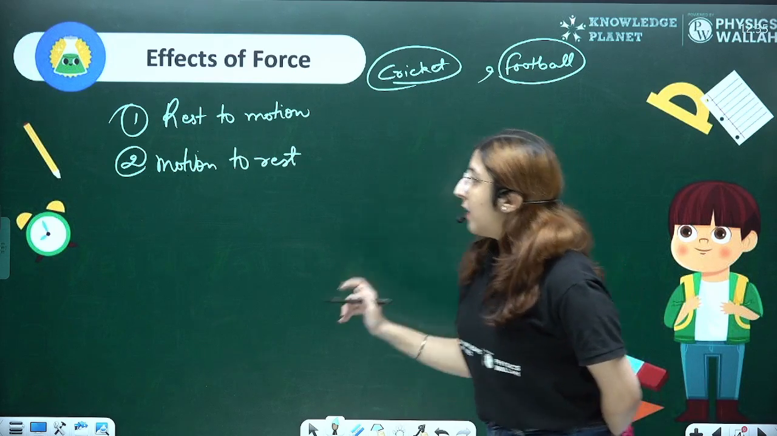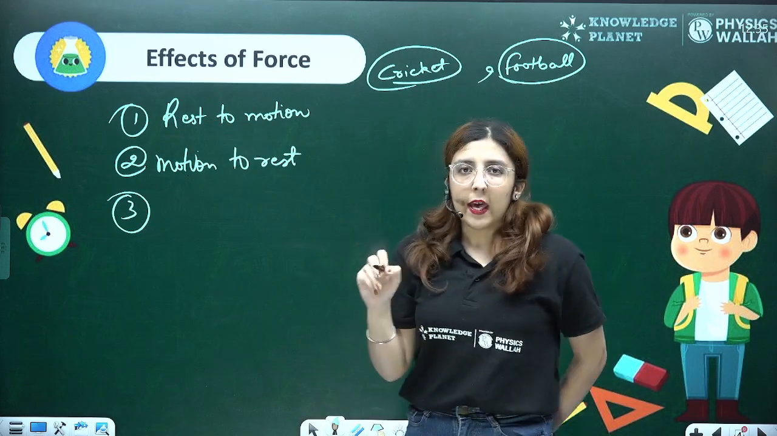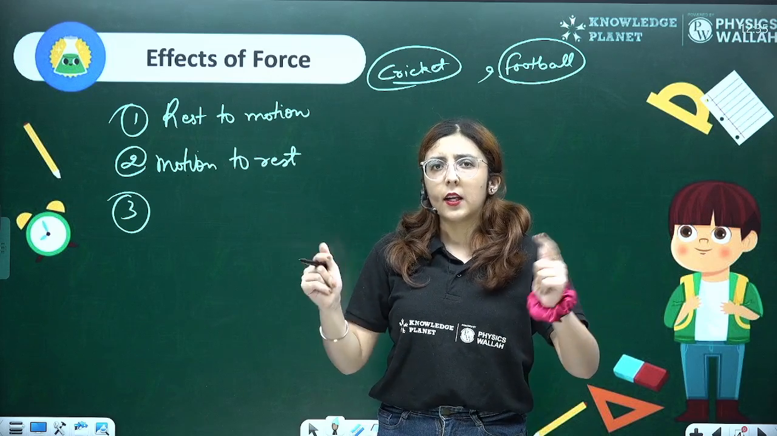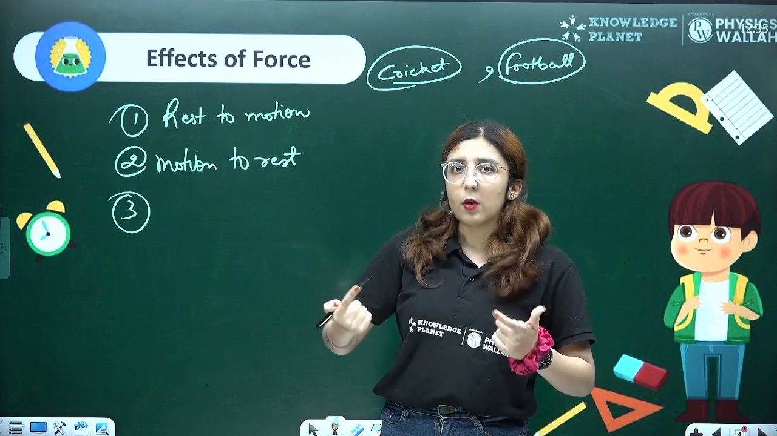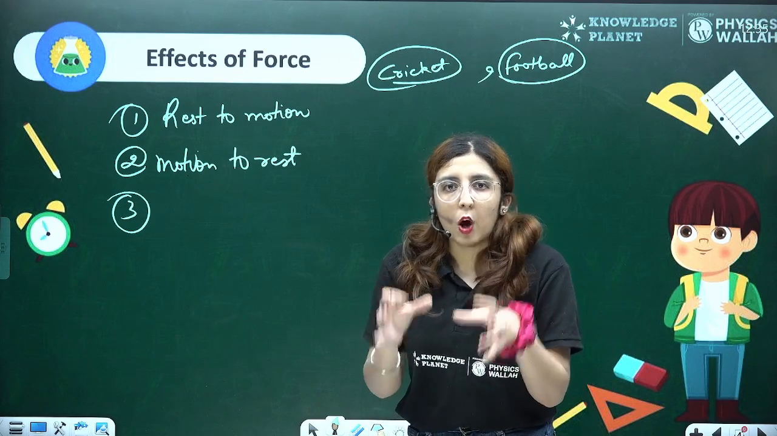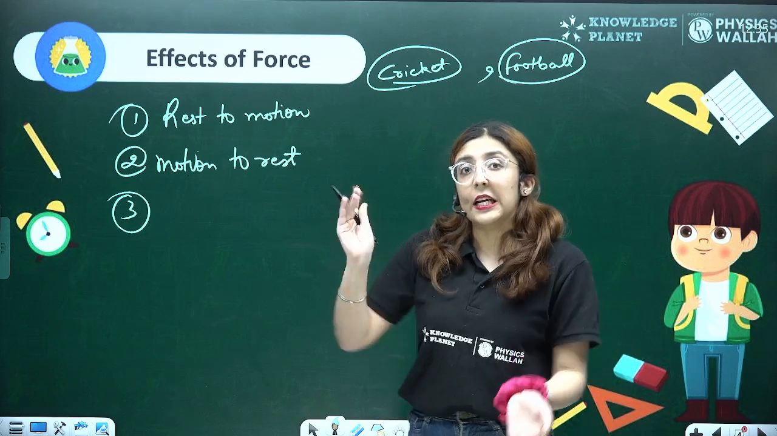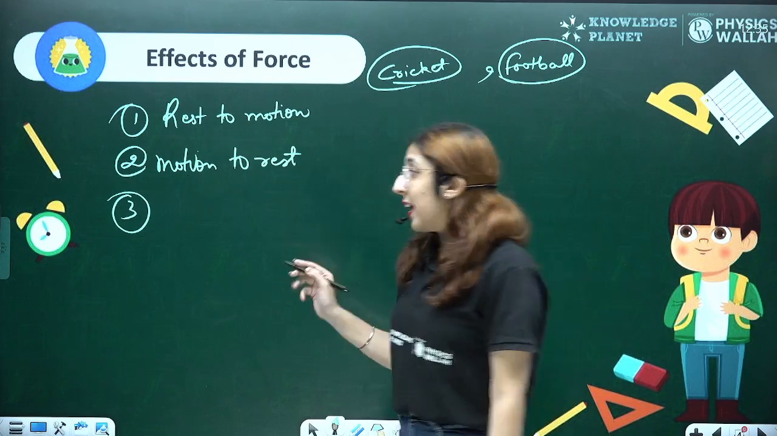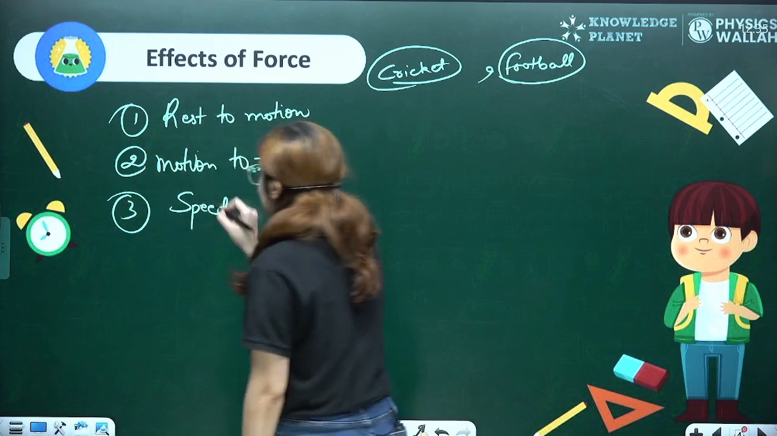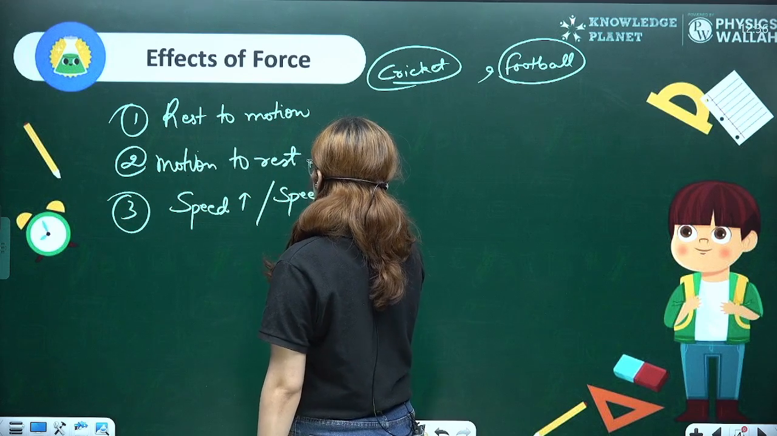Now let's talk about speed. Now I am dribbling the ball easily. Suddenly another player will come towards me. What will I do? I will kick the ball faster. Initially the ball was there at a particular speed. Now I am applying the force and certainly there is an increase in the speed. So what can I say? Force can increase the speed or decrease the speed.